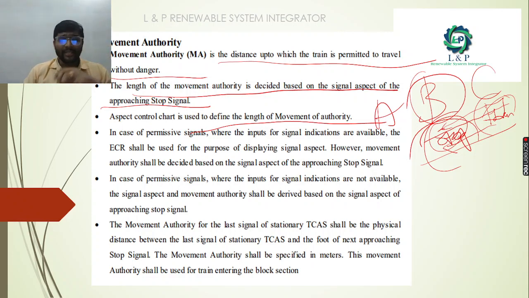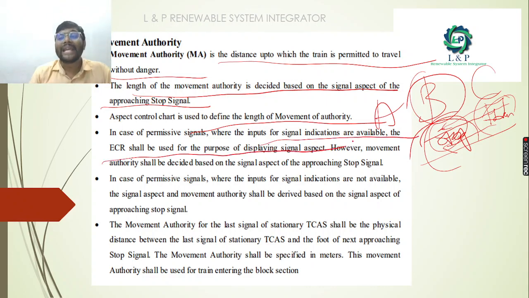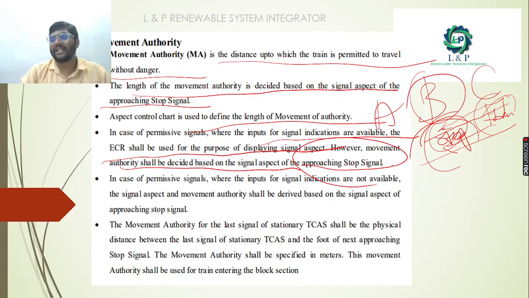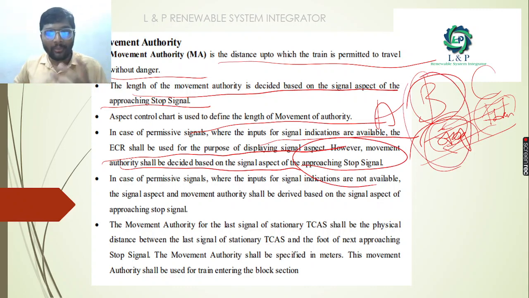And most importantly, in case of permissive signals, when the input for the signal indications are available, the ECR shall be used for the purpose of displaying the signal aspects. However, the movement authority will be based on the signal aspect of the approaching stop signal. The approaching stop signal plays a vital role in determining the movement authorities.